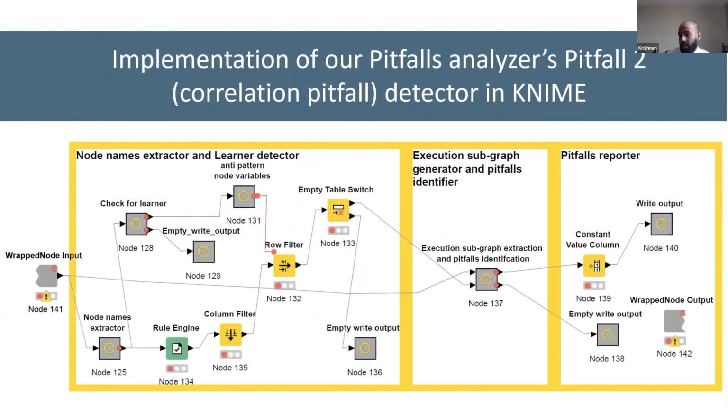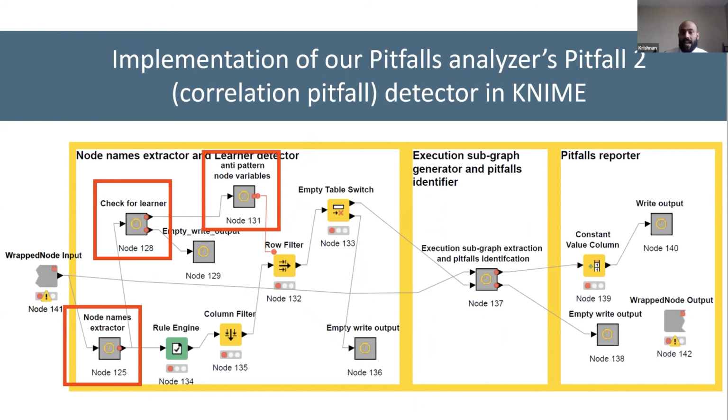Once we expand that, as I told you before, we first extract the names of all the individual nodes that we use, and then we check for the presence of a learner. Once we check for the presence of a learner, we see if the anti-patterns are present. Once we establish that the learner and the anti-patterns are present, we see if the anti-patterns are present in the execution subgraph of the learner, that is, in the path of the learner.